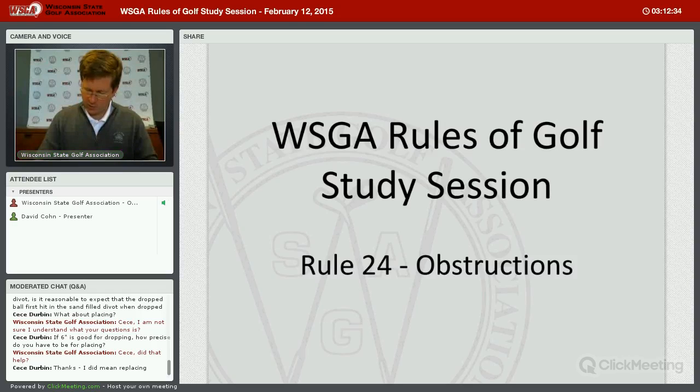He drops his ball within 1 club length of the nearest point of relief on a slope outside the bunker because, naturally, he fears it will plug in the sand. The ball rolls down the slope and comes to rest in the bunker, not nearer the hole than the nearest point of relief. Is the player subject to penalty?